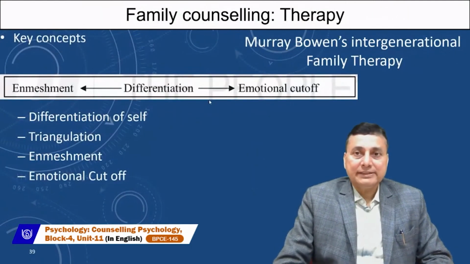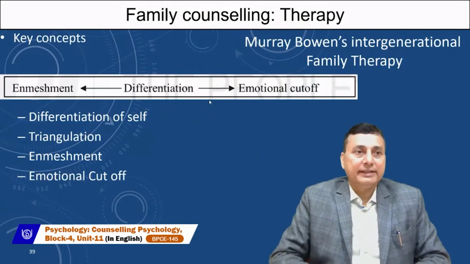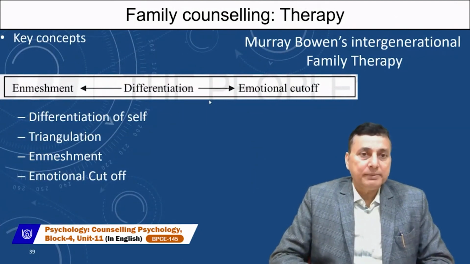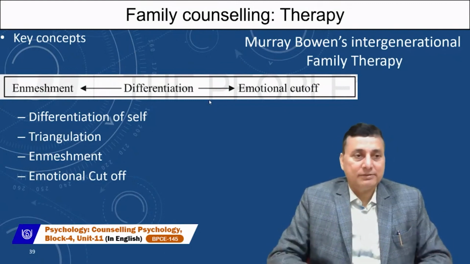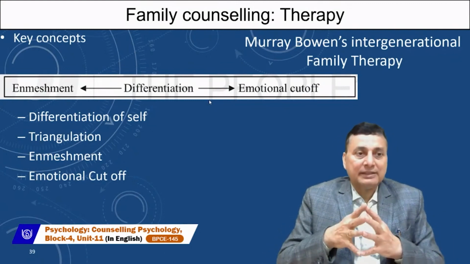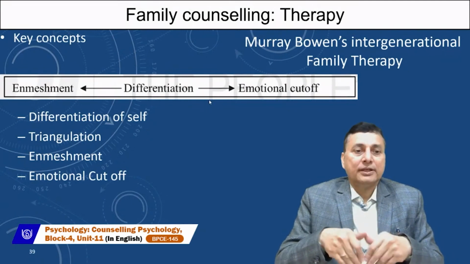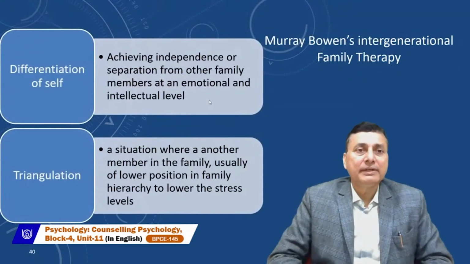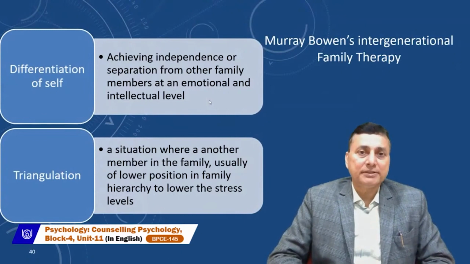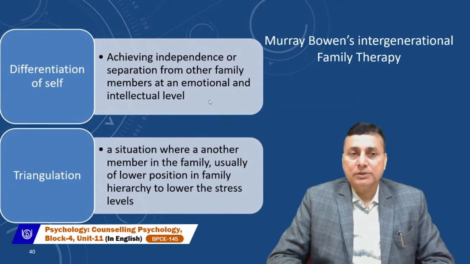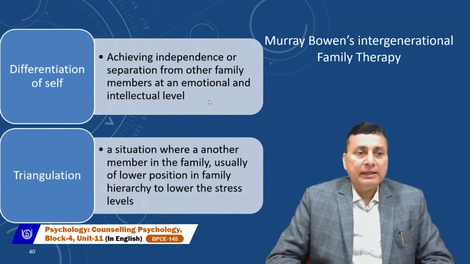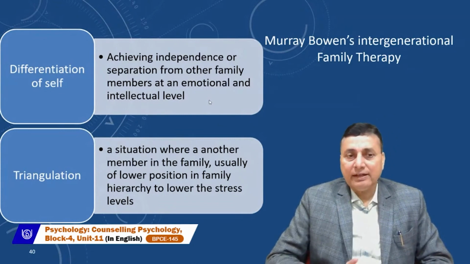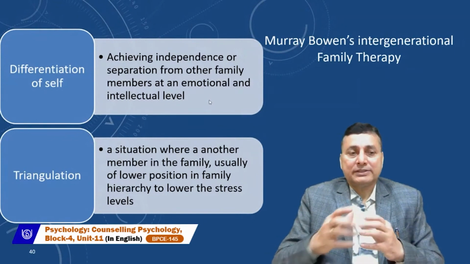So let us see the Murray Bowen intergenerational family therapy. The key concepts are enmeshment, differentiation, and emotional cutoff. So differentiation of self, triangulation, enmeshment, emotional cutoff. So what is differentiation of self? It is like achieving independence or separation from other family members at an emotional and intellectual level. Then triangulation is a situation where another member in the family, usually of lower position in family hierarchy, is involved to lower the stress level.